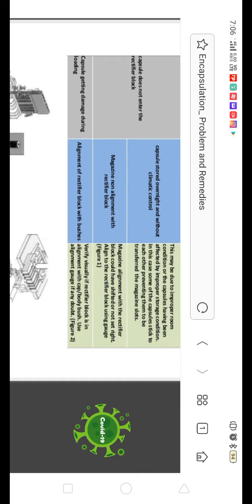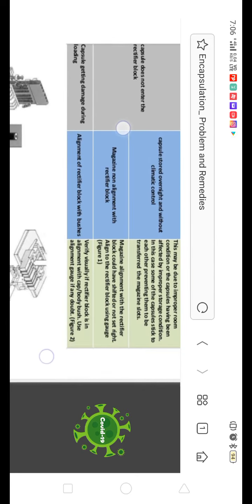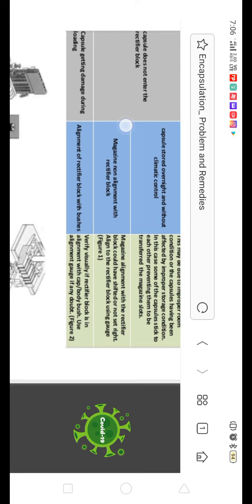Magazine not in alignment with the rectifier block. So there should be proper alignment. The alignment with the rectifier block may have shifted or not been set right. So check the alignment with the rectifier block using a proper gauge. So this is again one of the problems.